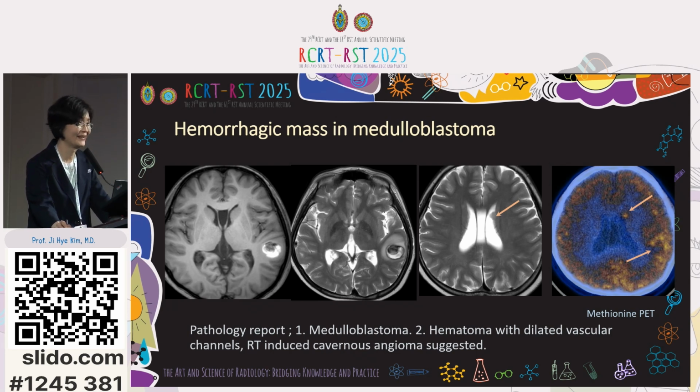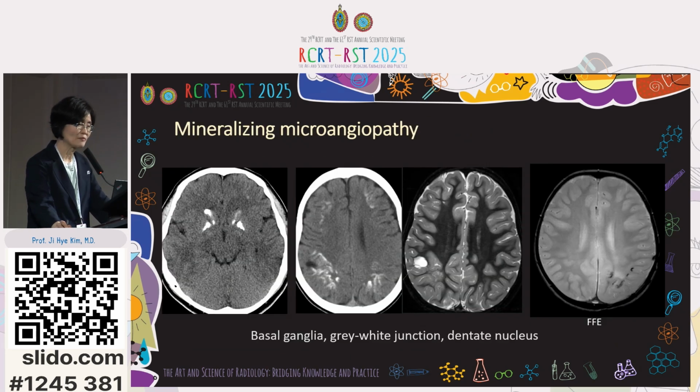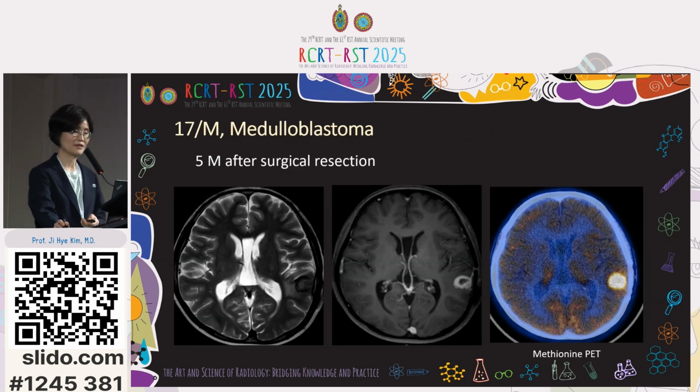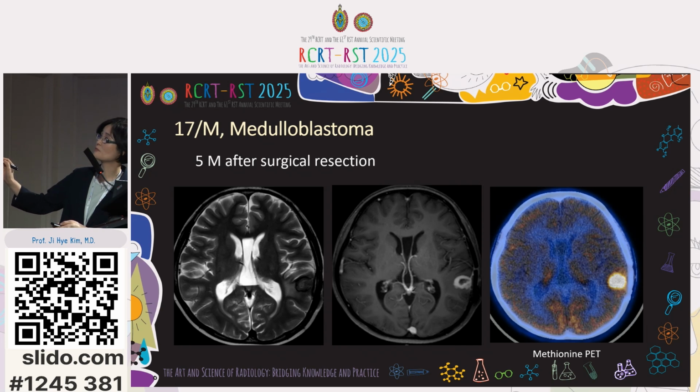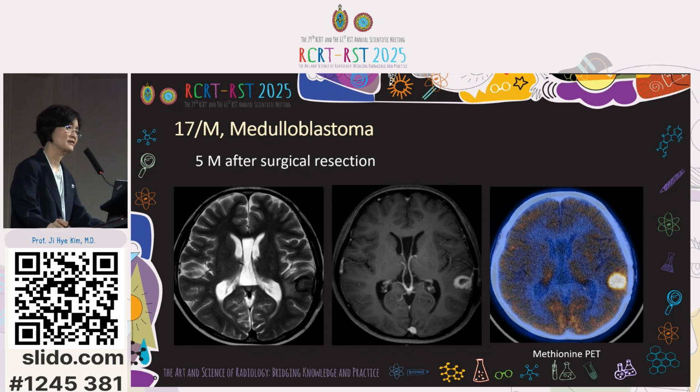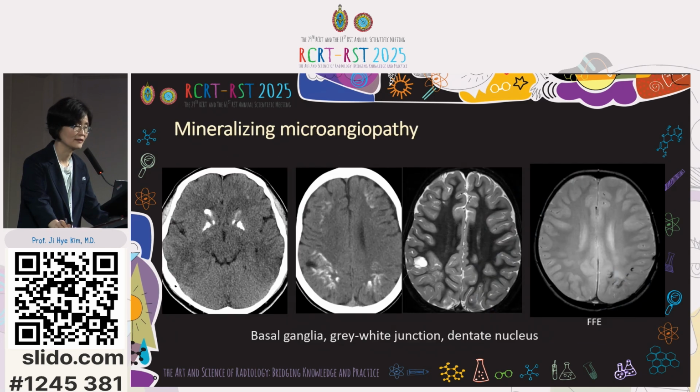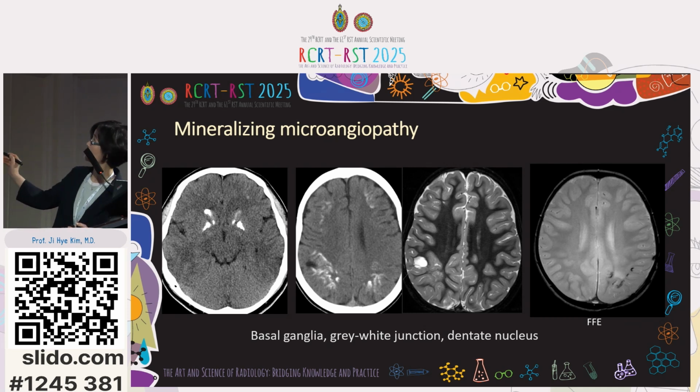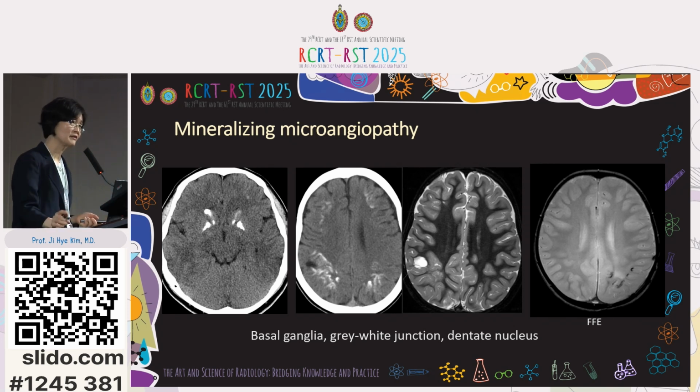Do you agree? Yes. However, on follow-up, we can see increased enhancement at the resection margin, and methionine uptake is noted at the surgical defect, suggesting the presence of a viable tumor. So sometimes it's very difficult to differentiate. Mineralizing microangiopathy can occur in the basal ganglia, gray-white junction, and dentate nucleus. It is easily seen on CT, but very difficult on MRI, so we have to look for the dark signal intensity like this at the typical location on gradient or SWI.